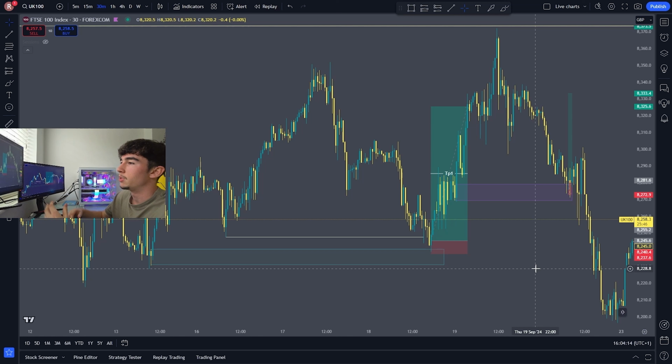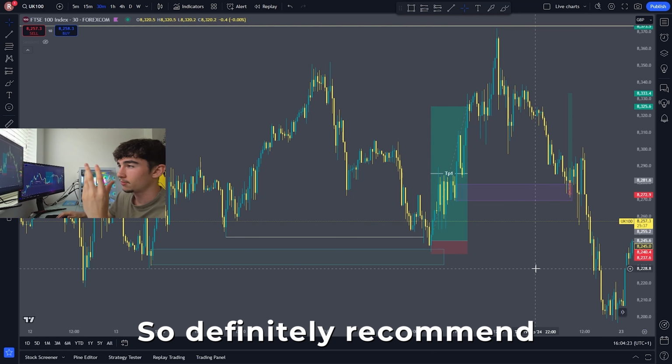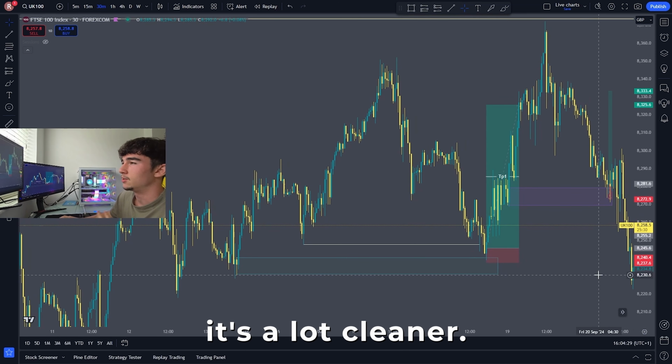If you want to trade or backtest a single pair to learn it, go and use UK 100 or GJ or something like that, because they just move amazing with the strategy. So definitely recommend checking those out. For now though, this position you can see it's a lot cleaner.